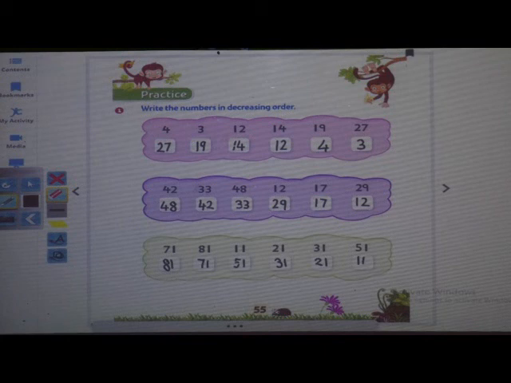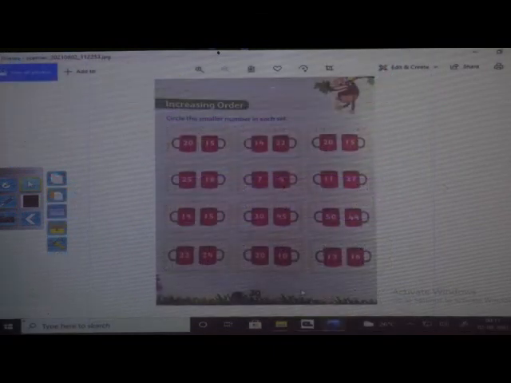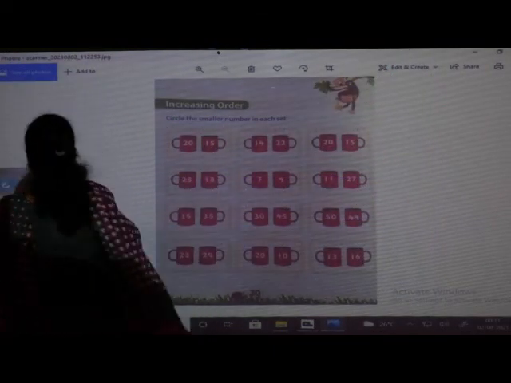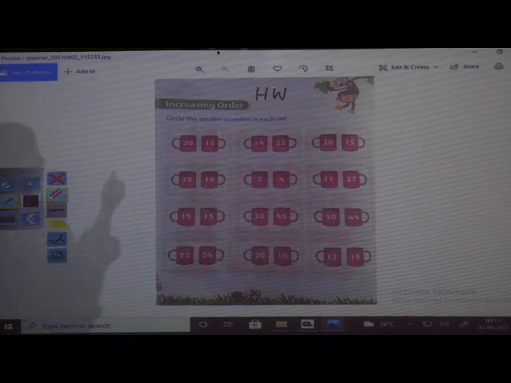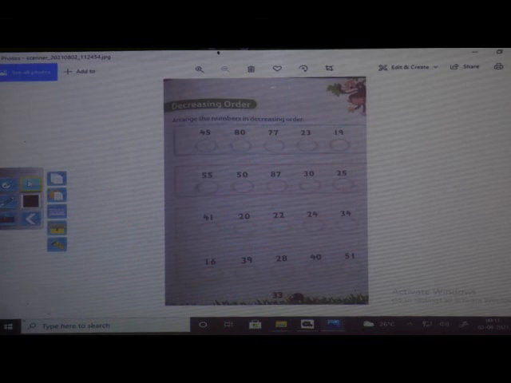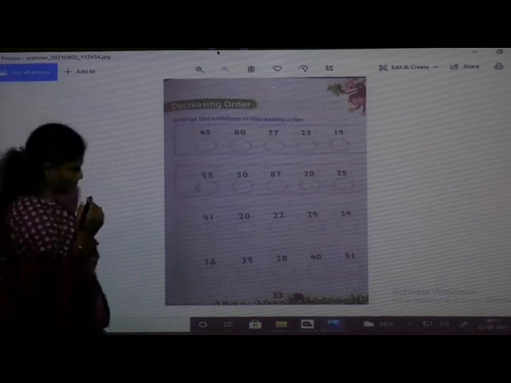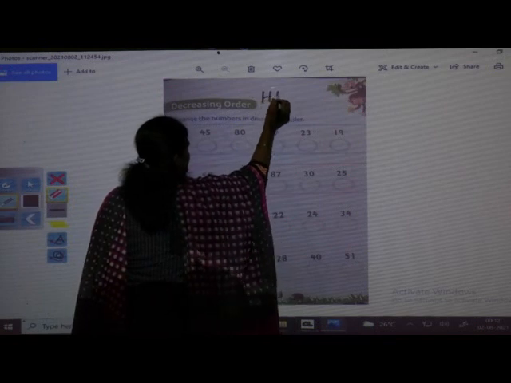And then later on, now you open your maths workbook. After opening your maths workbook, page number 30, write here HW, homework. You have to practice at home. This also HW, homework. Today we have learned decreasing and increasing, so we have to practice both. Page number 33 also homework. So today we have learned increasing order and decreasing order, and whatever we have done in the skill book, that you have to practice in the workbook. Thank you.